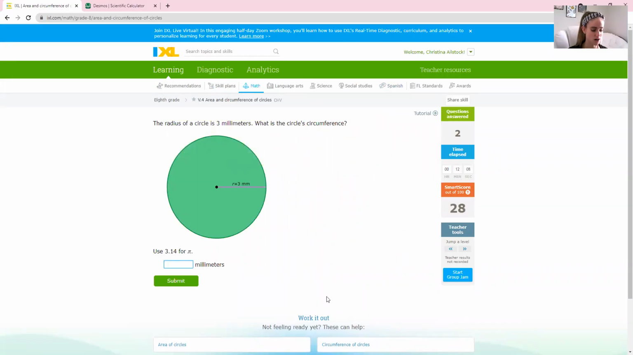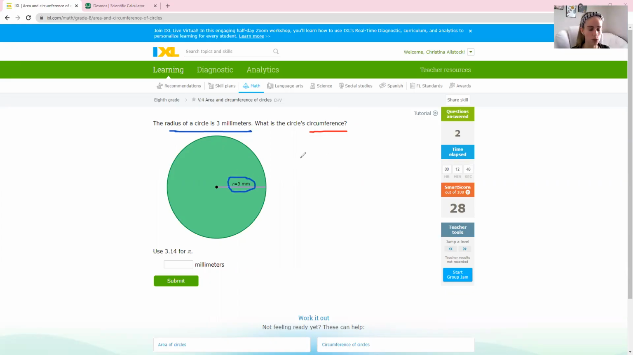This time we have a new problem here. Let's see what we're trying to find. The radius of a circle is 3 millimeters. What is the circle's circumference? This time we're finding circumference. With circumference, we do have 2 options. So before I write down my formula, I want to see what they gave me. Did they give me the radius or the diameter? They have given us the radius both in word form and picture form.